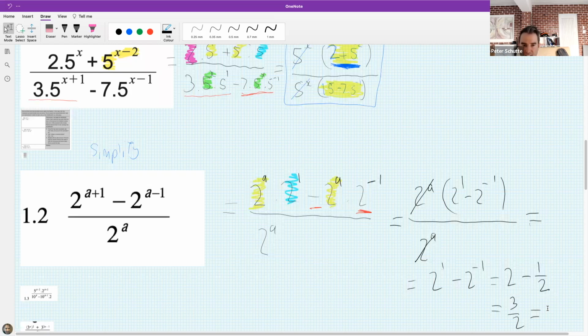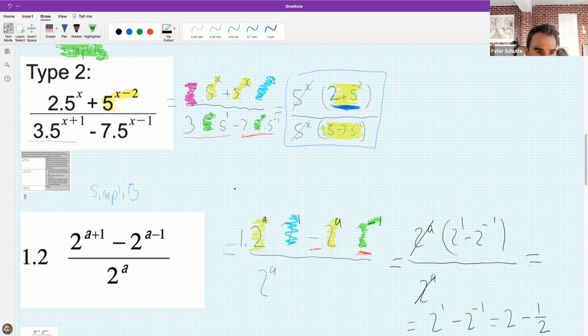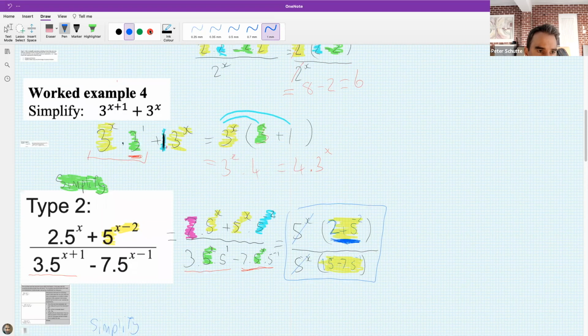So the question about the phantom 1: in this scenario, there is no phantom 1 because we already have something that is taking up the space. Can you see that the 2 to the minus 1 is the bit that is next to the 2 to the a here? And over here, the 2 to the 1 is next to the 2 to the a. So the phantom isn't necessary. You could write a 1 in front and it wouldn't change anything, but it doesn't have any meaning in the same way as it did earlier. If we go back to that earlier question, notice how the 3 to the x has no partner to go with it. That's why the 1 was so useful.